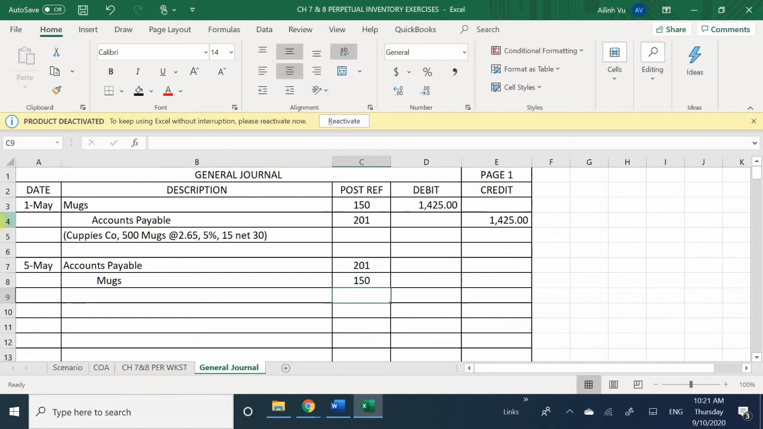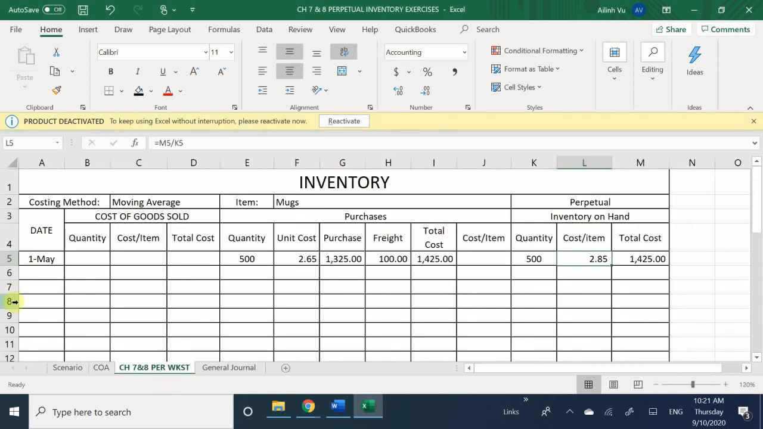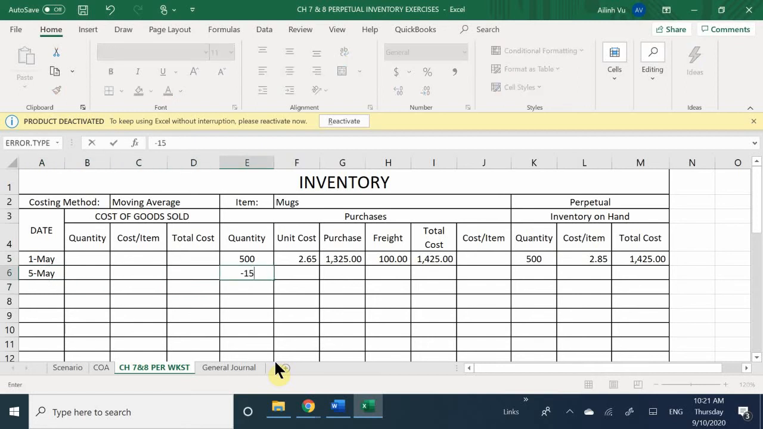Okay, now let's go to the inventory worksheet, because now we need to calculate our total amount. In this case, we've never seen what a return looks like. Pretty straightforward. Okay, so 5th of May, we're going to return 15 at how much? How much did it originally cost us to purchase it?